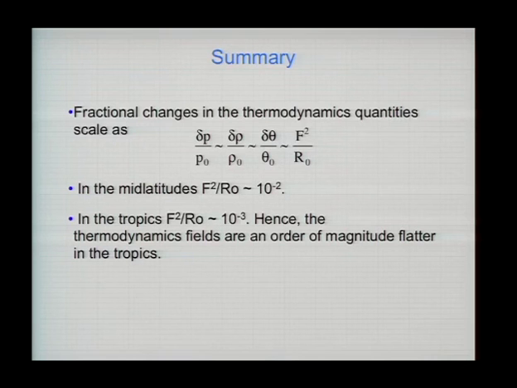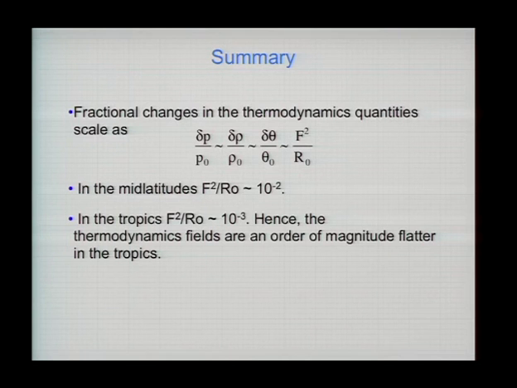So let me summarise what we've done today. As I said, this is based mainly on the ideas of Charney. What we show is that in the tropics, thermodynamic quantities scale this way. Fractional changes in whatever thermodynamic quantity you care about, pressure or temperature or density, go like Froude number squared divided by Rossby number.